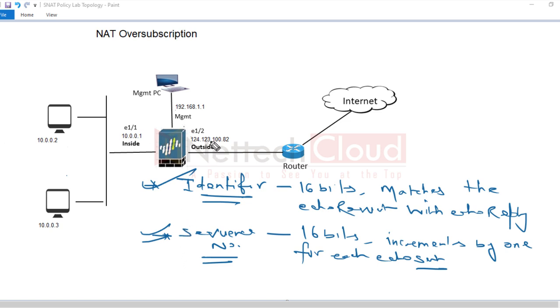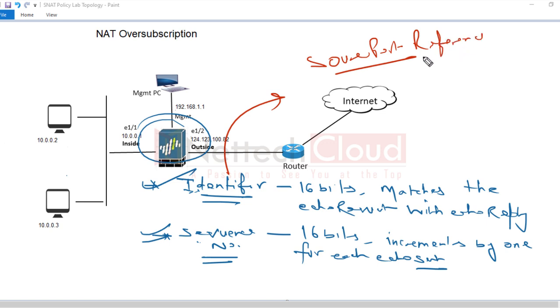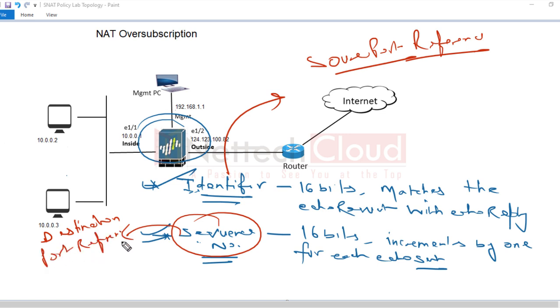So what Palo Alto does in dynamic IP and port translation is that the firewall takes the identifier and sequence field from the ICMP header and treats them the same as if they were ports. It uses the identification field as the source port reference, and the sequence field as the destination port reference. And coincidentally, identifier and sequence number are both 2 bytes or 16 bits.